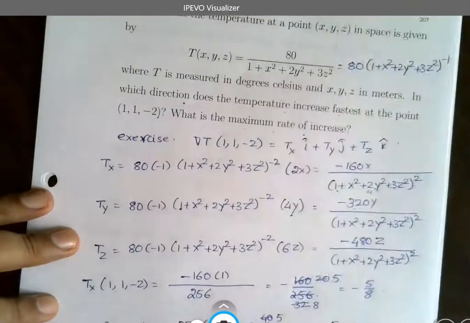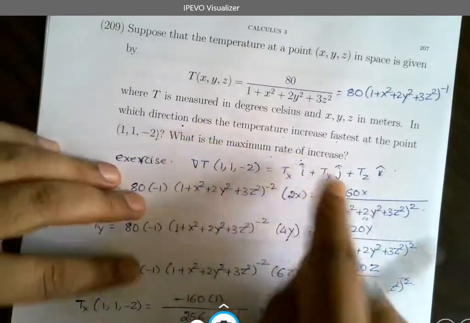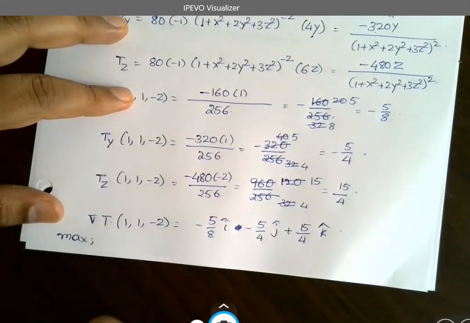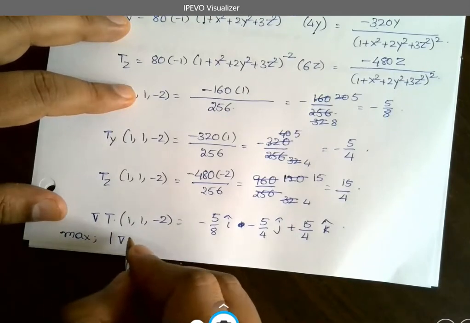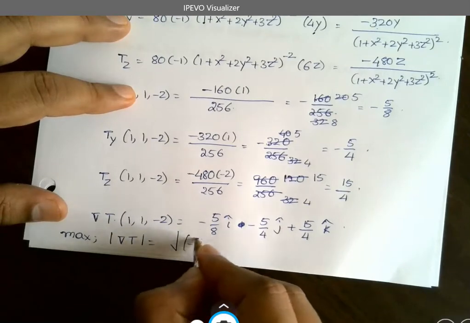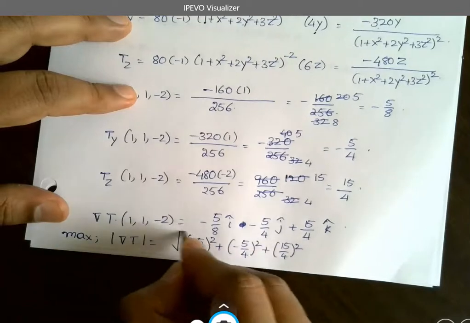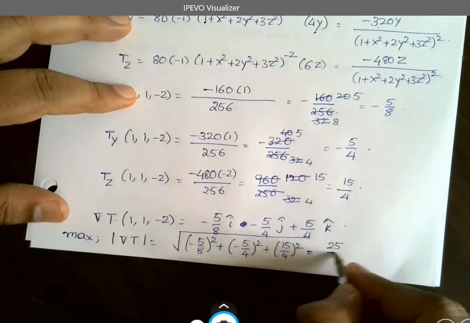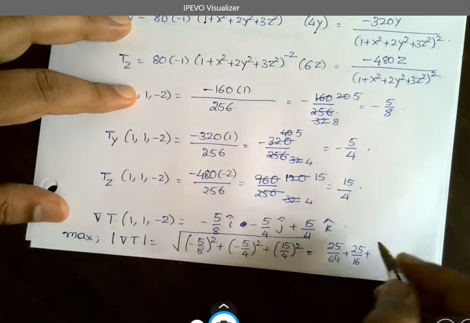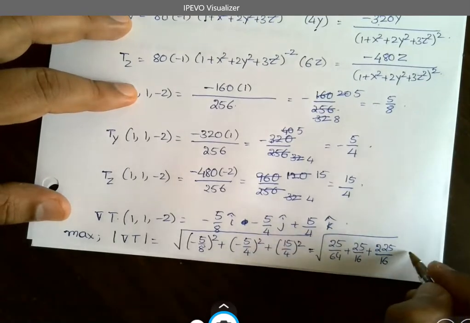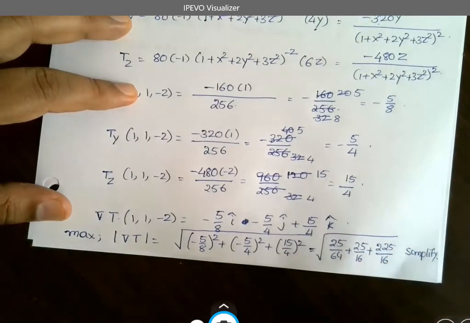Okay. Then what's the next thing? What is the next question here? What is the maximum rate of increase? The maximum is going to be the magnitude of the gradient of T. So that's going to be the square root of (negative 5 over 8) squared plus (negative 5 over 4) squared plus (15 over 4) squared, right? So that's 25 over 64 plus 25 over 16 plus 225 over 16. Take the square root of that and simplify it from here. I'm not doing it right now, but simplify. Because this is a word problem, it's okay to get decimals.